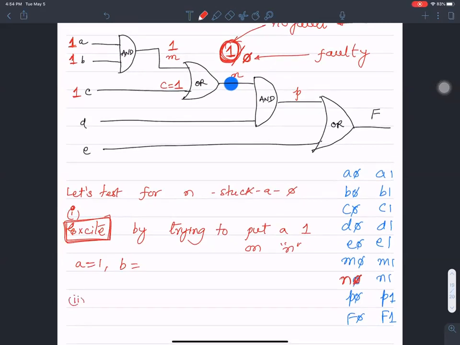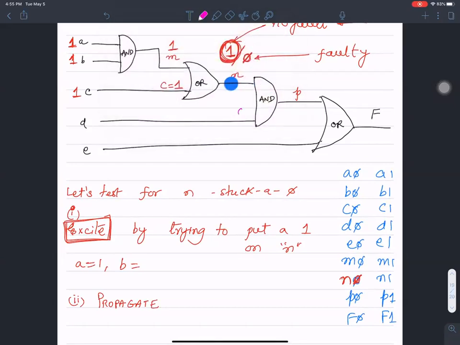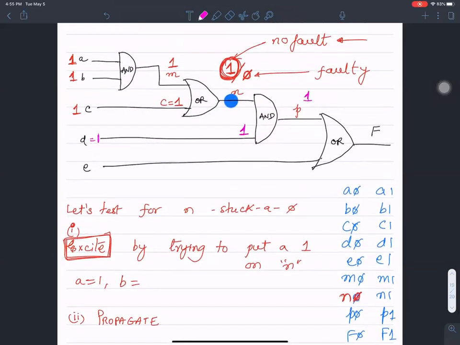The next step is to propagate. In order to propagate this fault, I have to put a 1 on this node, on D. If I put a 1 on D, then in the absence of a fault, 1 and 1 gives me a 1. And if N is indeed stuck at 0, then P is going to be 0. Then what value do you think I should put on E in order to propagate this further through F?